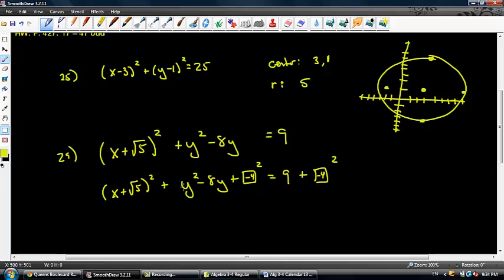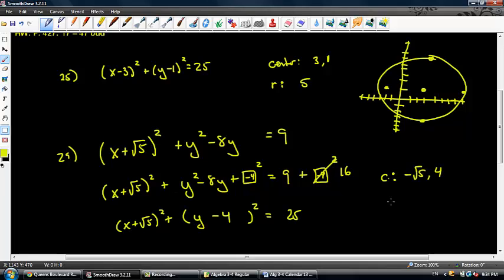Now, unlike the parabola, there's nothing on the outside here for it to interact with, so this -4 is going to be fine on its own. The easy side is going to be x plus rad 5 quantity squared plus, I've got y negative 4, so it's y minus 4 squared equals, this is 16. 16 plus 9 is 25. So that means that my center of this problem is going to be negative rad 5 comma positive 4, and my radius is equal to 5.